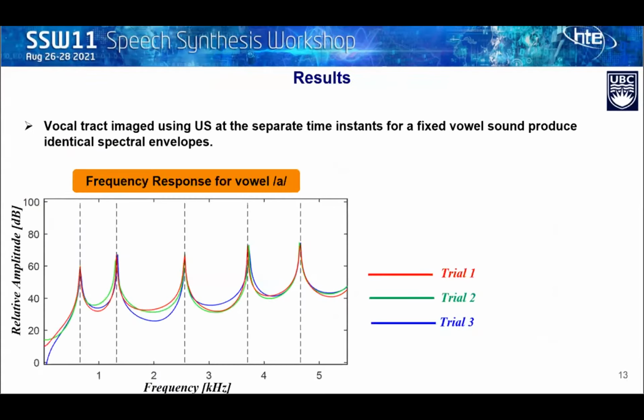Since ultrasound may involve unwanted movements of the speaker while uttering speech, we first studied the reliability of this approach for area function extraction. To do so, we first matched the spectral envelope of vowel A over multiple utterances. As you can see here, the peaks of the frequency response curves for different trials are almost identical, confirming the formant frequencies are the same.